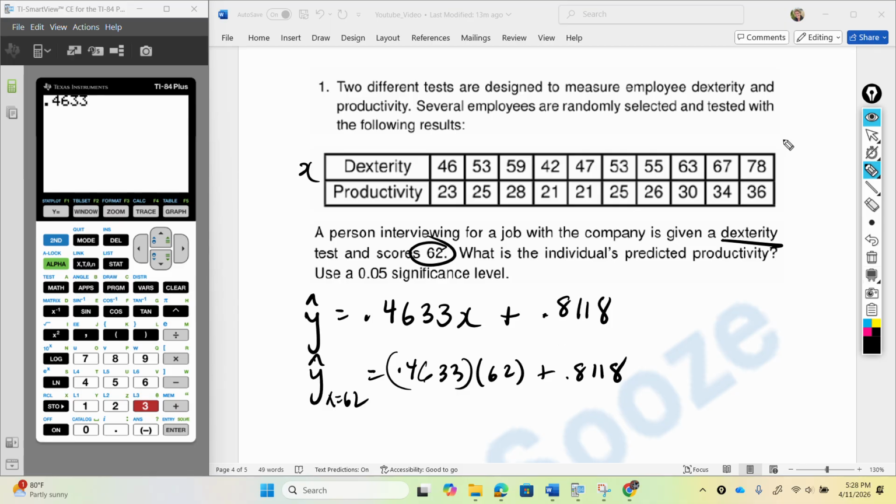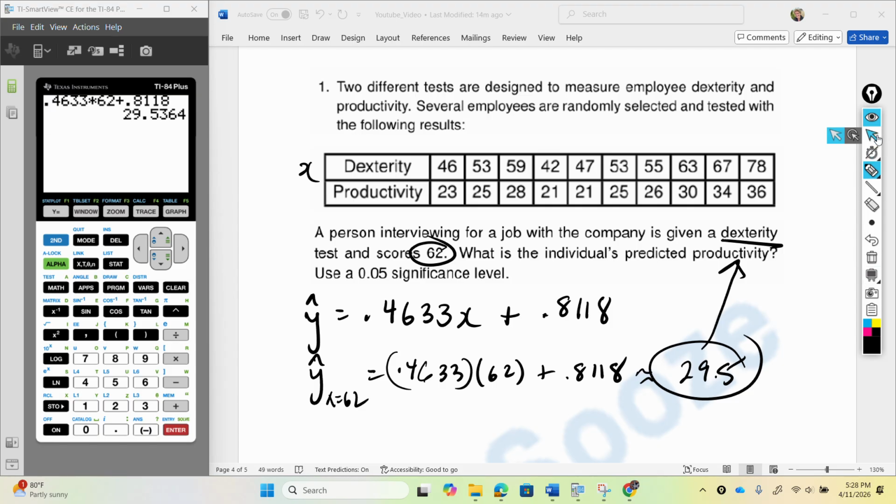Times 62 plus 0.8118. All right, and you take it to 1 decimal place more than the chart. So if they made a dexterity score of 62, then it would be predicted that their productivity score would be 29.5. Now, how can I get my calculator to do the whole thing for me?